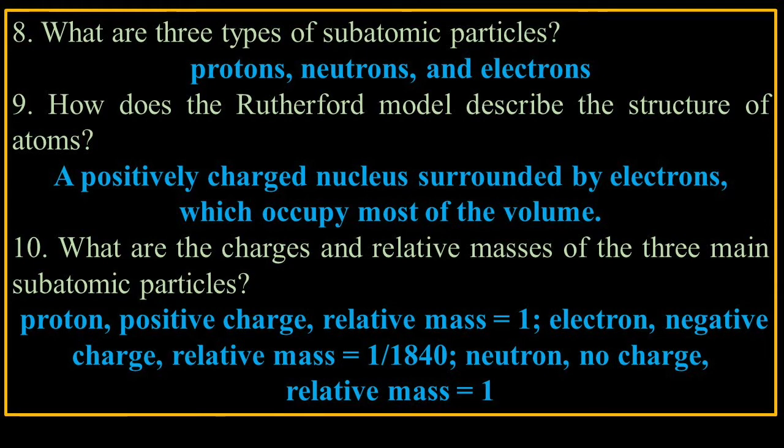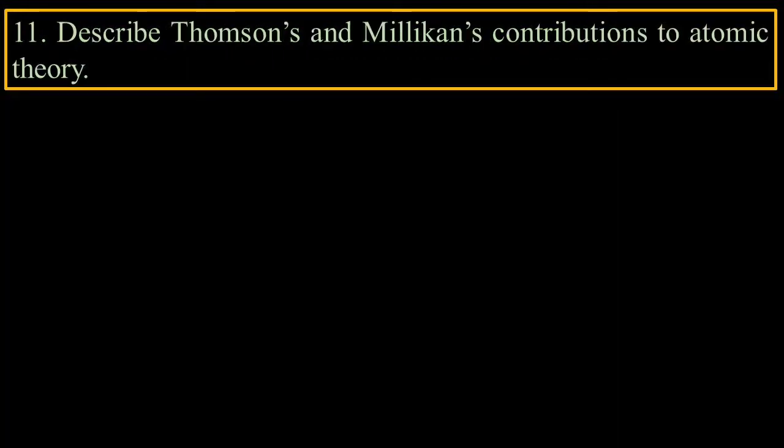What are the charges and relative masses of the three subatomic particles? Proton, positively charged, relative mass of 1. Electron, negatively charged, relative mass of 0, really, 1 over 1840. And then the neutron is a mass of 1 and a charge of 0.